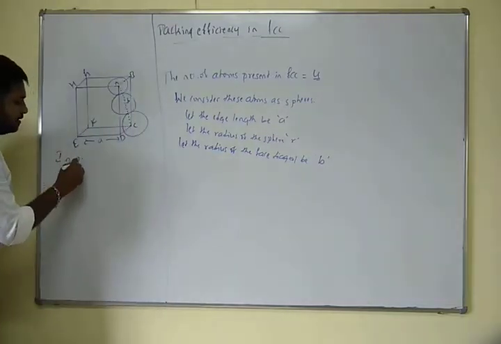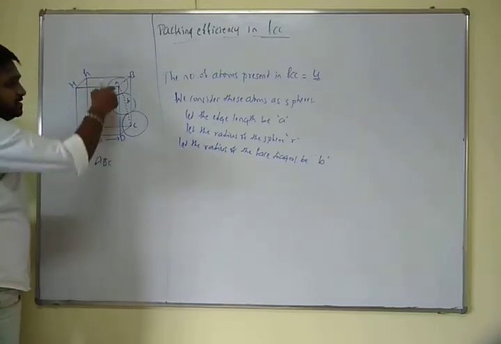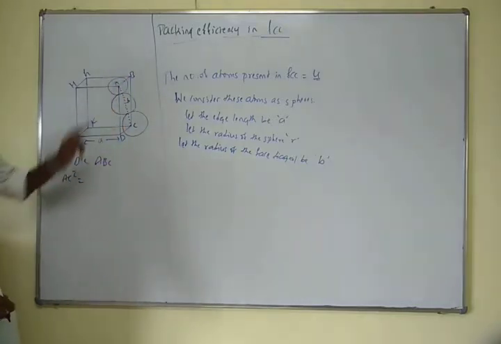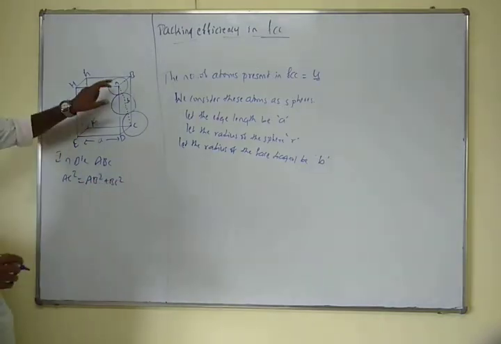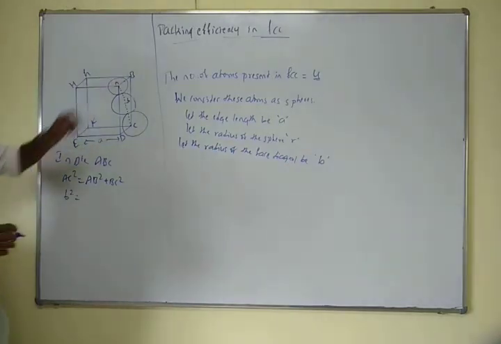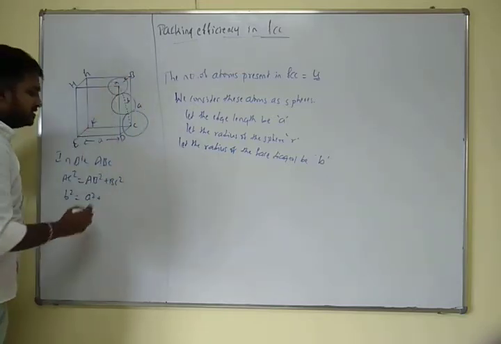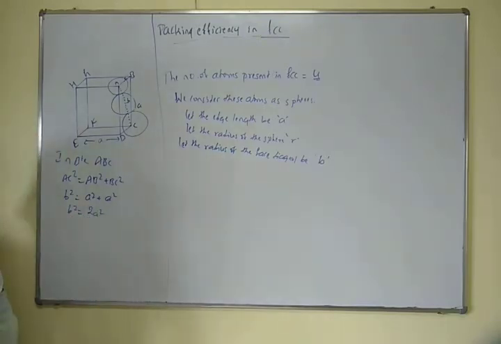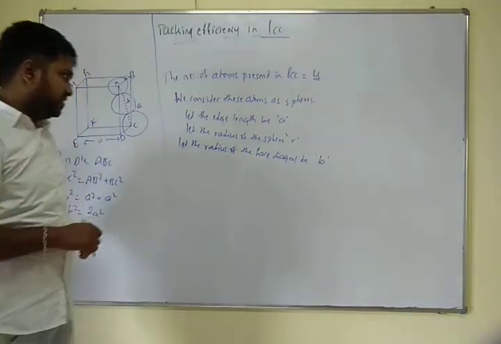In triangle ABC, AC square equals the sum of AB square plus BC square. Clear? Now what is AC square? AC is the face diagonal, that is B, so AC square is B square. AB square is the edge length A square, and BC square is also A square. So B square is 2A square. Clear? Now let us calculate the value of B in terms of the radius of the sphere.